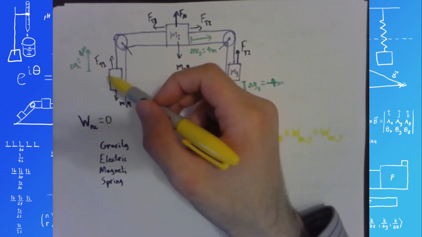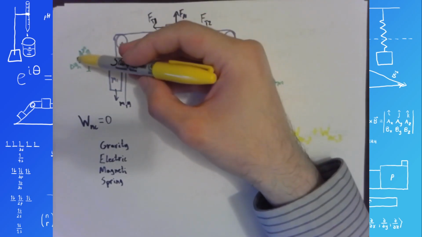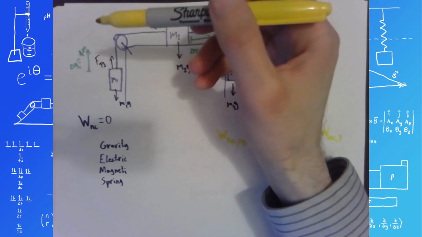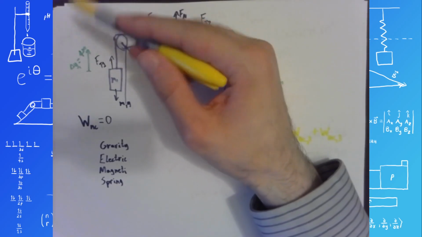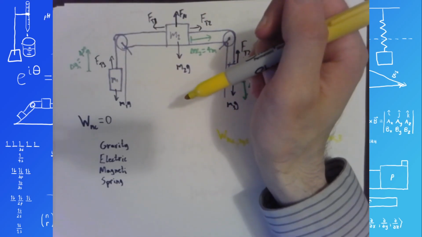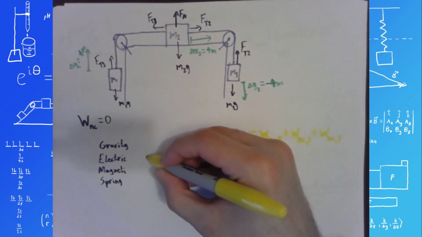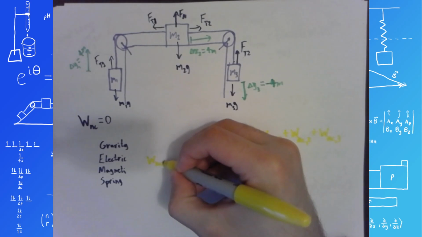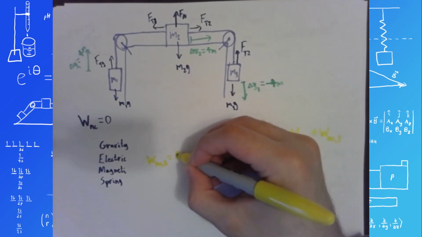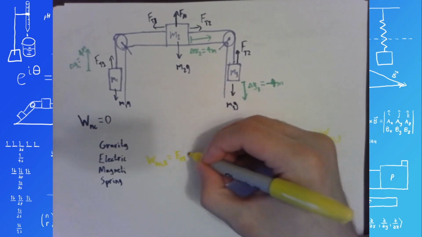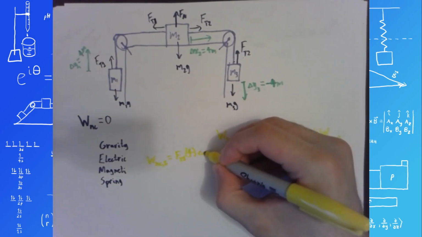So non-conservative work on object 1 is force of tension 1, whatever it is, times 4 times cosine of 0, because up and up there's 0 degrees between those directions. So we have work non-conservative for object 1 is force of tension 1 times 4 times cosine of 0.